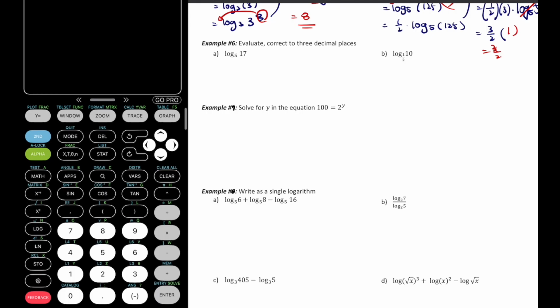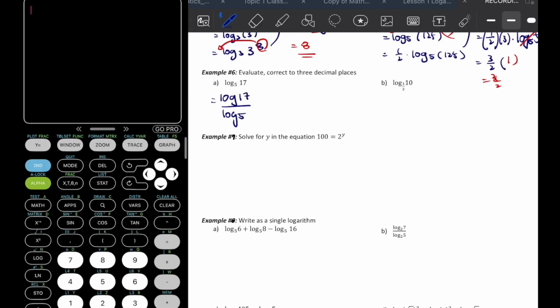Okay, so what you're going to do is change the format using the change of base rule. I'm just setting the base as 10, and I separated our logarithm. Then using your calculator, you're going to go log 17 divided by log 5. Then you get 1.760, right?